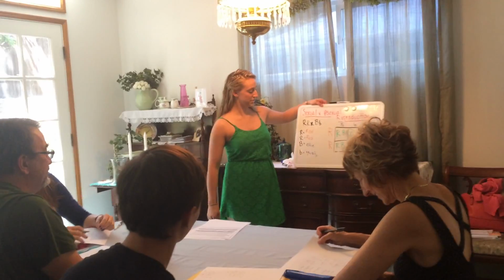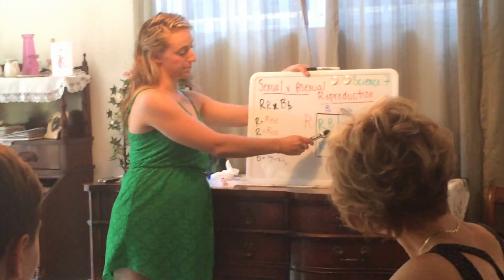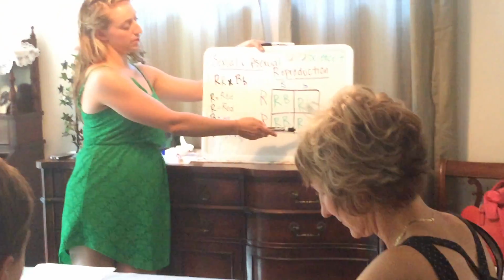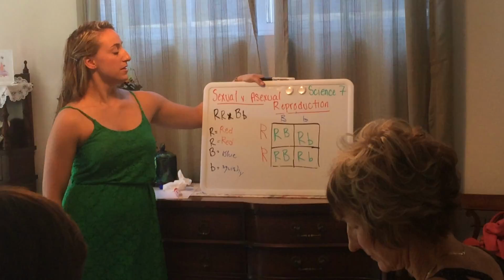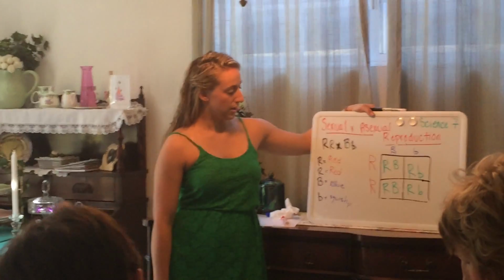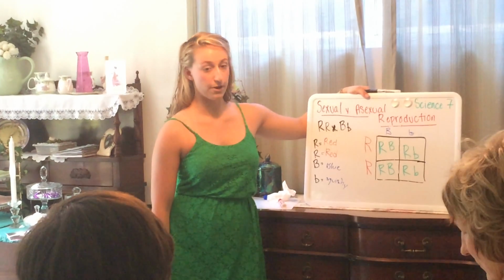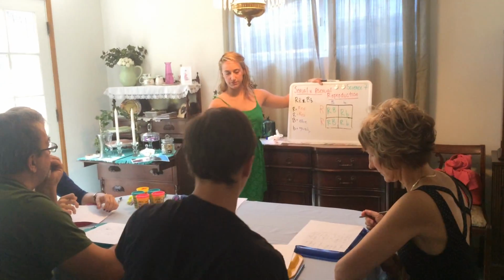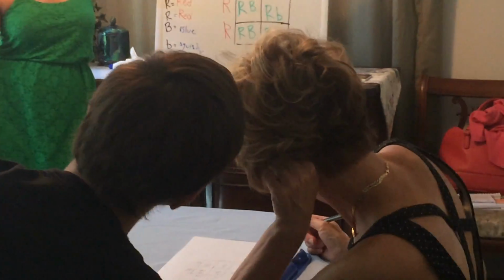All right, so check to make sure that your Punnett square looks like mine. So we have our capital R, capital B, capital R, capital B, capital R, lowercase b, and capital R, lowercase b. So there's something different about this Punnett square, and I want you to see if you can find it, and if you can, turn to your partner and whisper it to them. See what's different about this Punnett square? Whisper it to your partner.